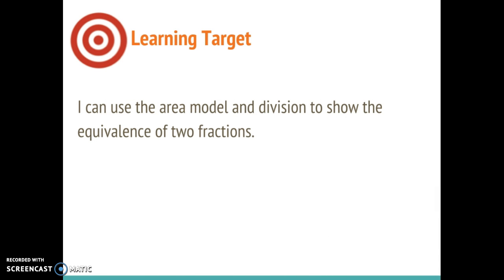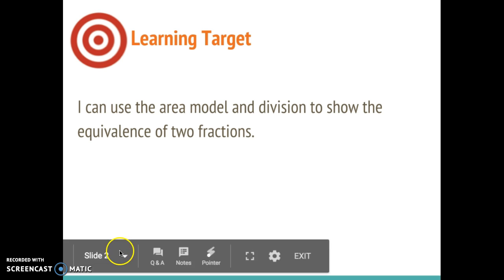Hello kiddos, today we're going to be working through lesson 5. Please take out your math journal so we can write down the following learning target. I can use the area model and division to show the equivalence of two fractions. As always, make sure you're following along with the instruction in your notes. Yesterday we worked a lot on using area models and multiplication to show equivalence of fractions, and we'll see many similarities between multiplication and division.